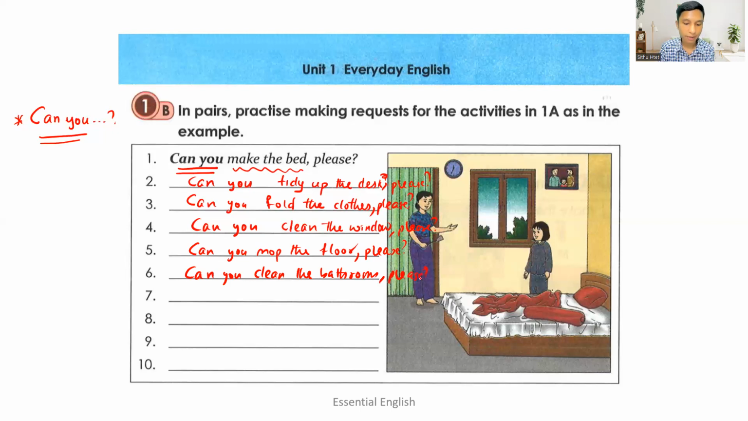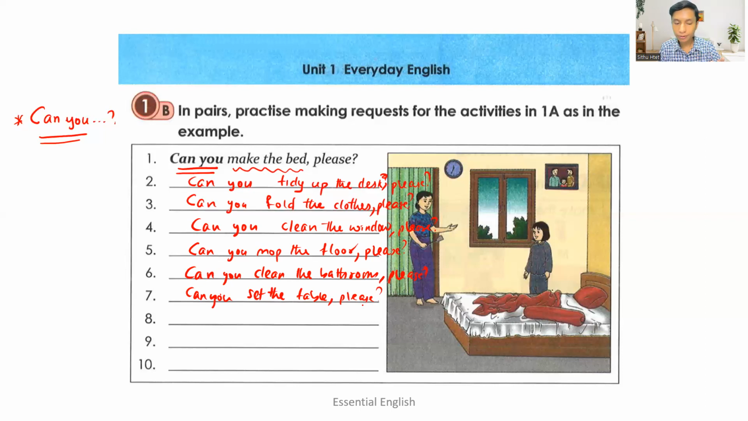Number 7. Number 7 is set the table. Okay, please try to make a request by using the phrase set the table and can you. Yes, you're right. Can you set the table, please?